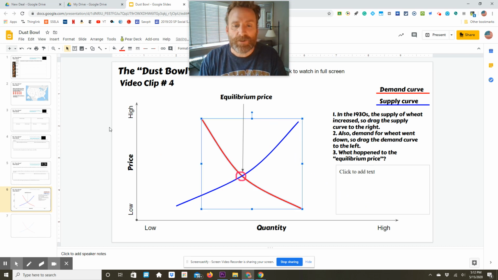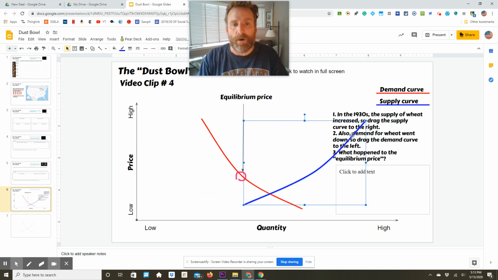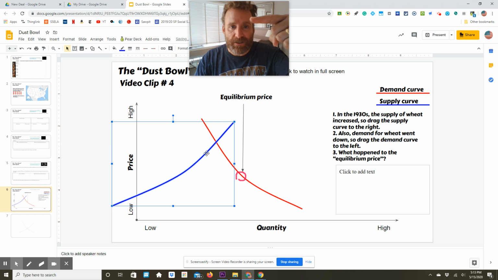And the same goes for supply. For supply, if Apple wants to push more iPhones into the market, they're going to push it out this way. That means more. More is that way. If they're going to take iPhones out of the market, they're going to go this way. Less is this way. All right, so undo, undo.